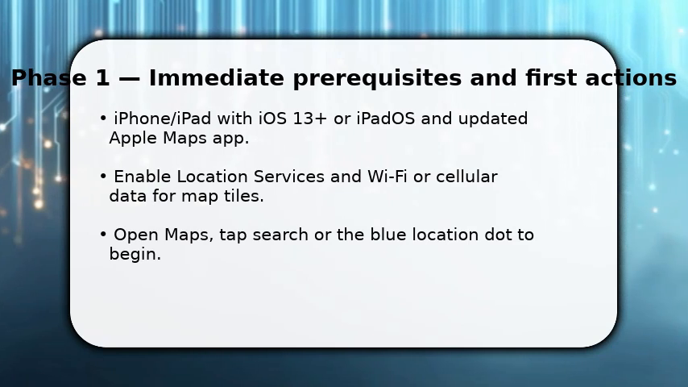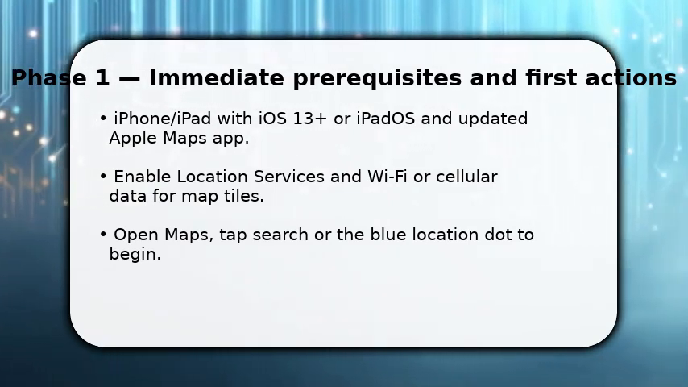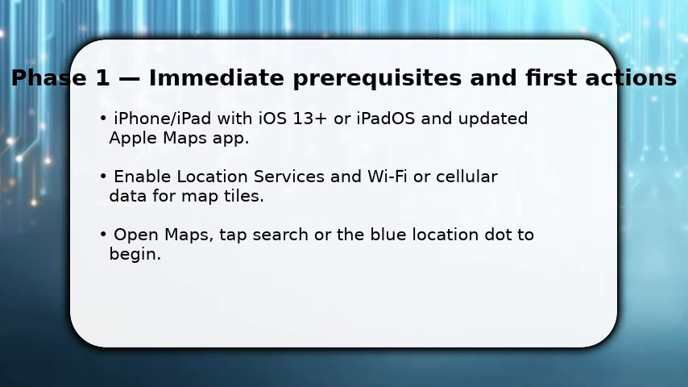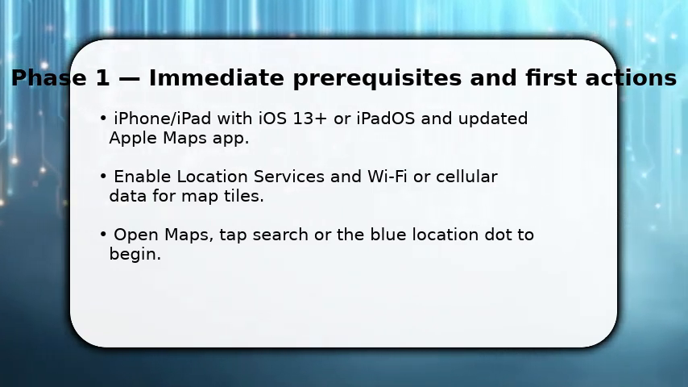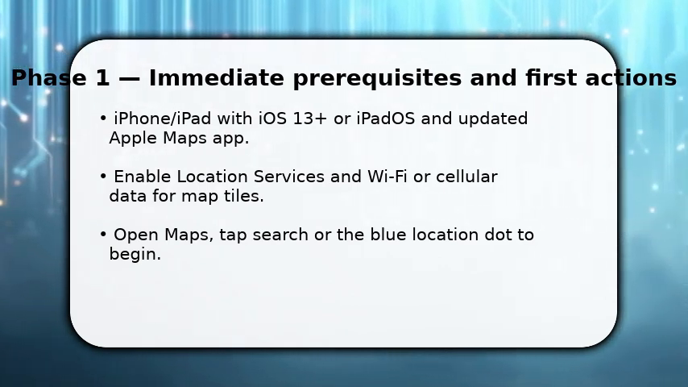You need an updated device and live data. Once ready, open Apple Maps and go straight to the place you want to inspect. Tap the search field, type an address or landmark, and choose the result. If you're at your current location, tap the blue dot instead.